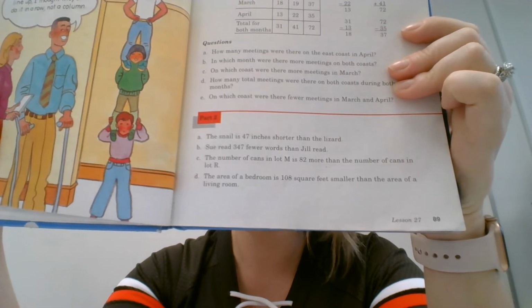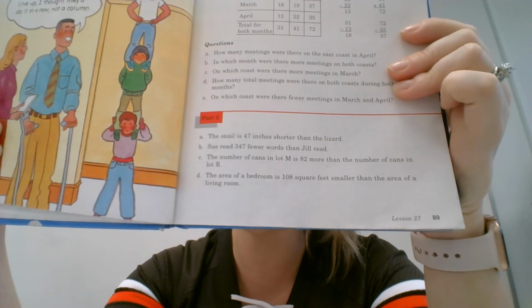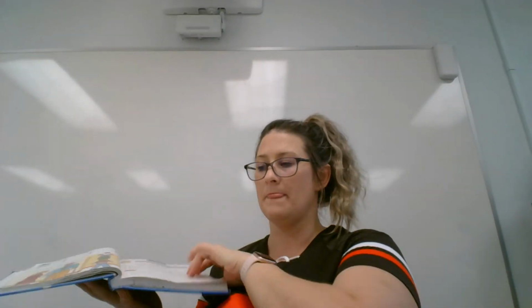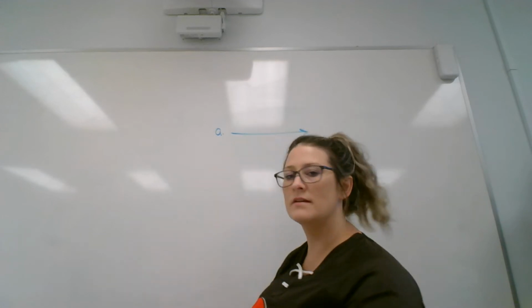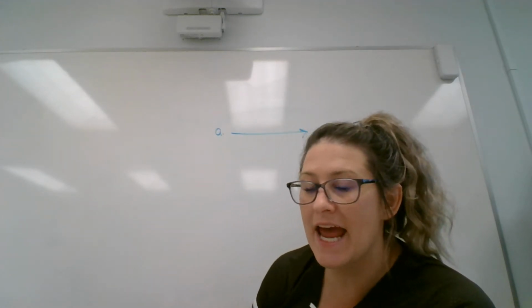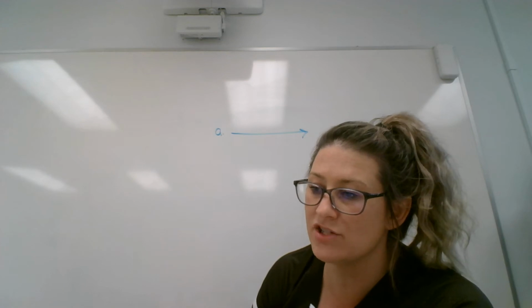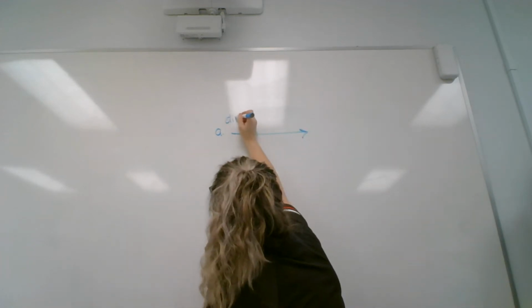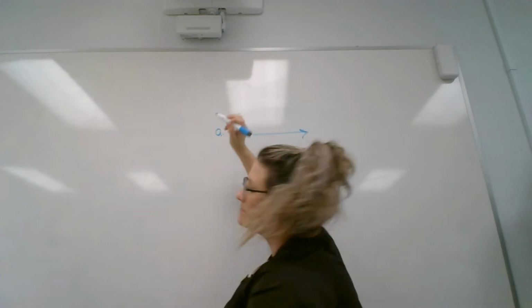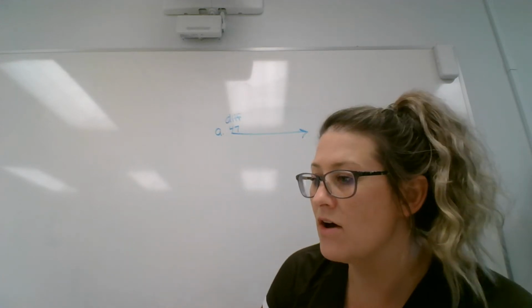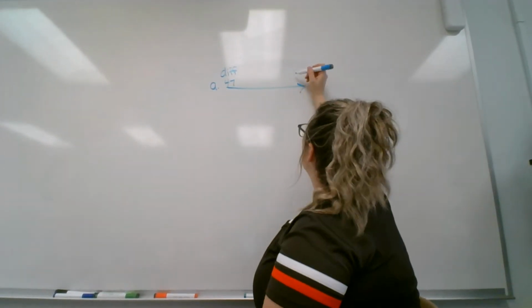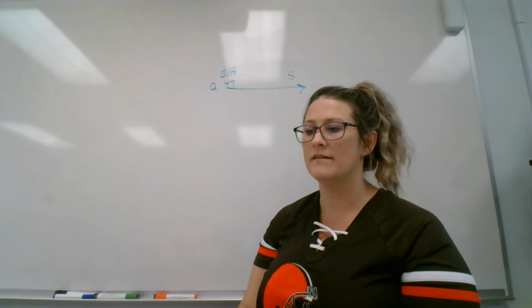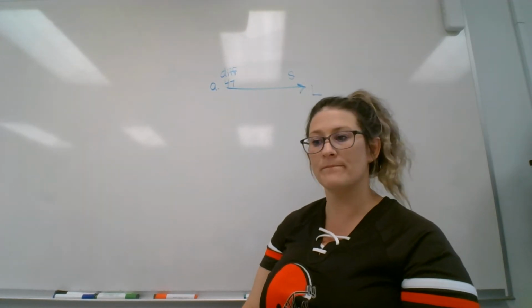Sentence A. The snail is 47 inches shorter than the lizard. All right, so problem A. I'm going to go ahead and read that again, and I'm going to delete the words 47 inches because I know that's my difference number. 47. Okay, the snail is shorter than the lizard. If the snail is shorter, snail goes here and the lizard goes here. And that's all we're doing.